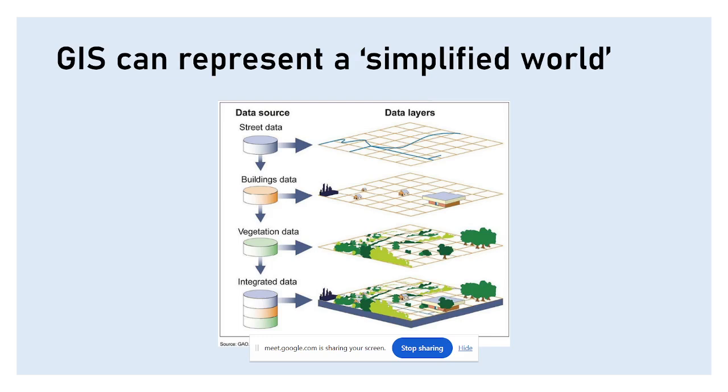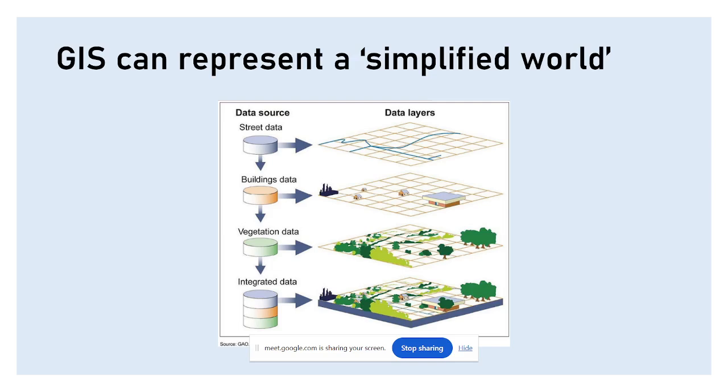So this is what GIS does. It can represent a simplified world. So you have this street data that I just said. This is basically just some lines. If you just need to know where a street is going, then that is fine. Only this data is required. But if you need building data, then you combine that. Then you need the vegetation data, you combine that. Then you integrate all these things so you get a consolidated data, a simplified world.